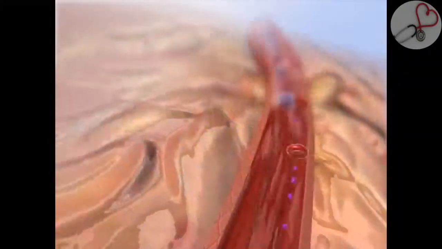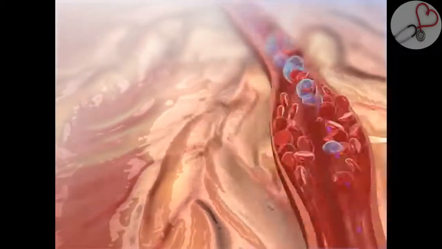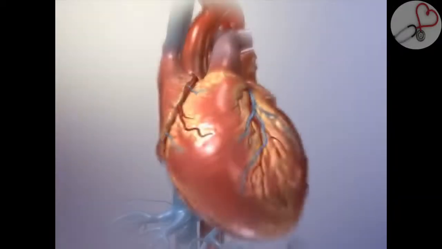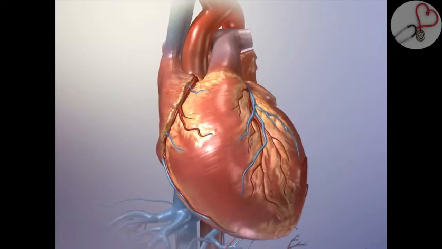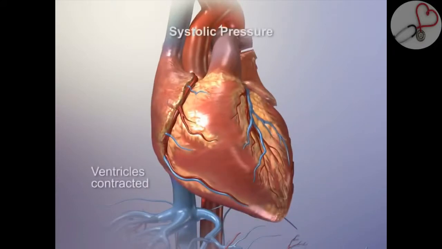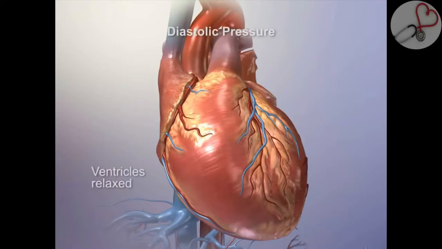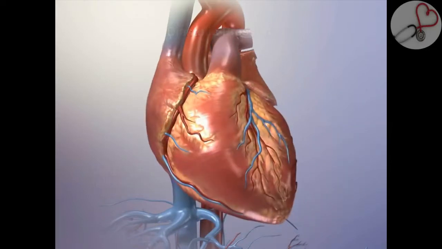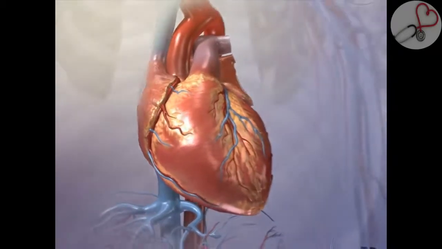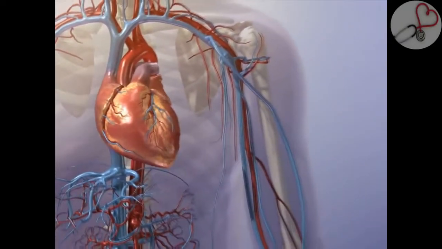Blood pressure is used as a measure of normal cardiovascular function. The point of highest pressure when the ventricles are contracting and the pressure is highest in the arteries is called systolic pressure. The point of lowest pressure when the ventricles are relaxed and the semilunar valves are closed is called diastolic pressure. Blood pressure is commonly recorded by measuring both systolic and diastolic pressures.